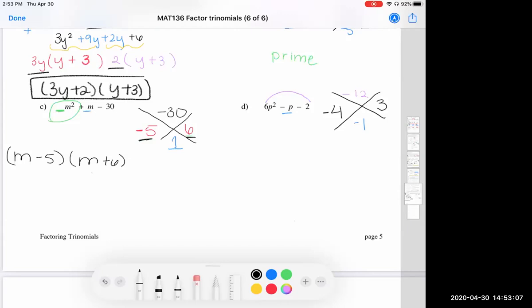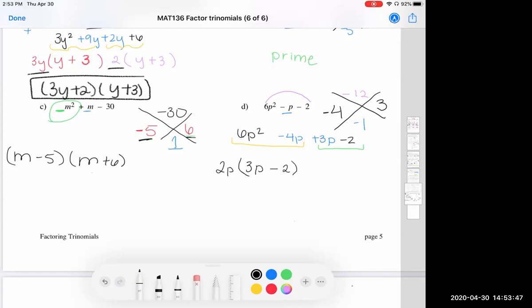So we can write this to be 6p squared minus 4p plus 3p minus 2. Let's group our first two and our last two. In our first two, we can factor a p, and the biggest number that divides into 6 and 4 is 2, so 2p. And we're left with 3p minus 2. And in our last two, there isn't a bigger number that we can divide into both of them.